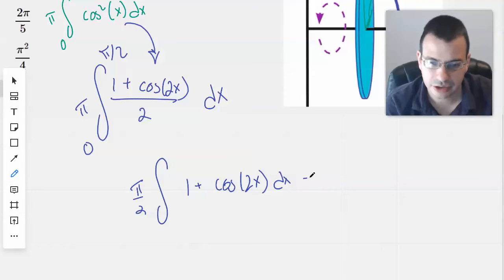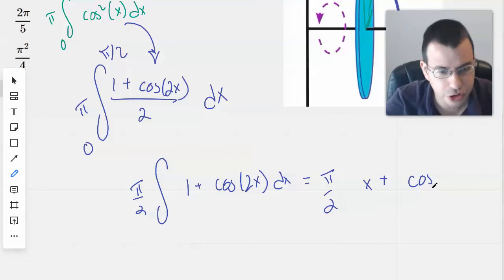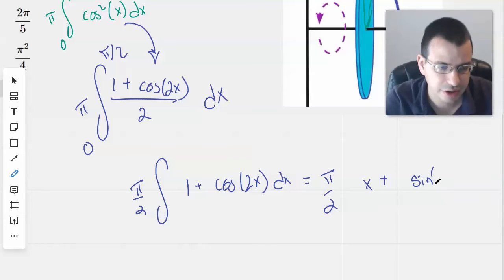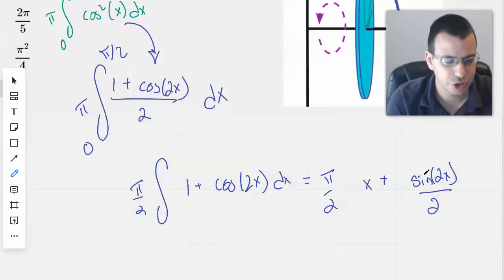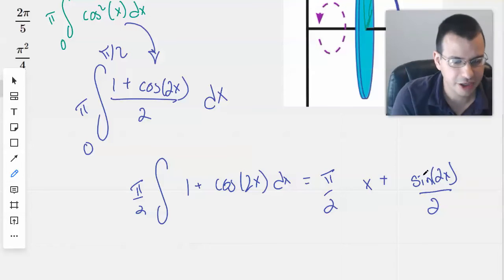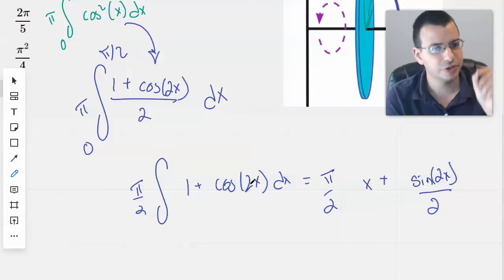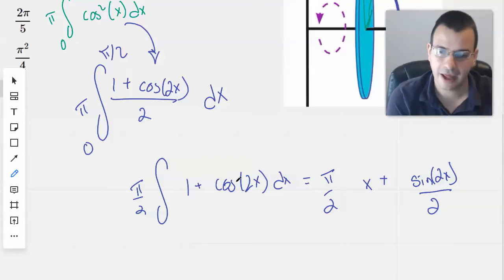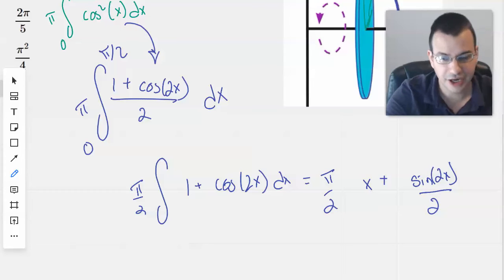This then is pi over 2 x plus, and then cosine of 2x will go to sine of 2x over 2. And then, if we took the derivative of sine of x, we know we'd get positive cosine of x, because the derivative of sine of x is positive cosine of x. And so when we take the integral of cosine of x, we'll get the same sign for sine of x. So the sign on that is correct.